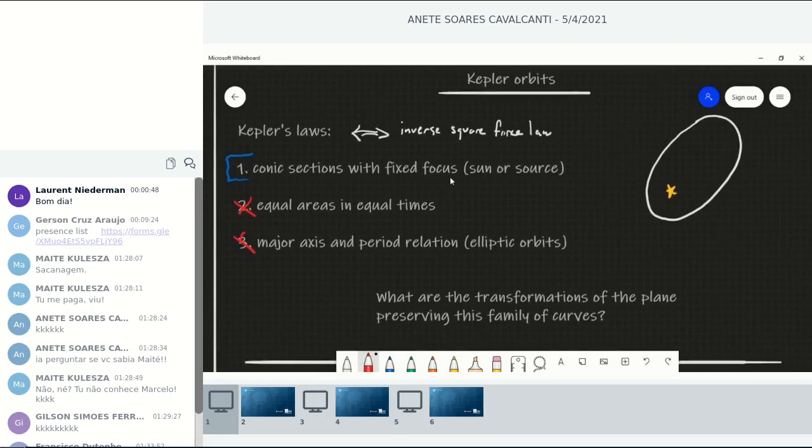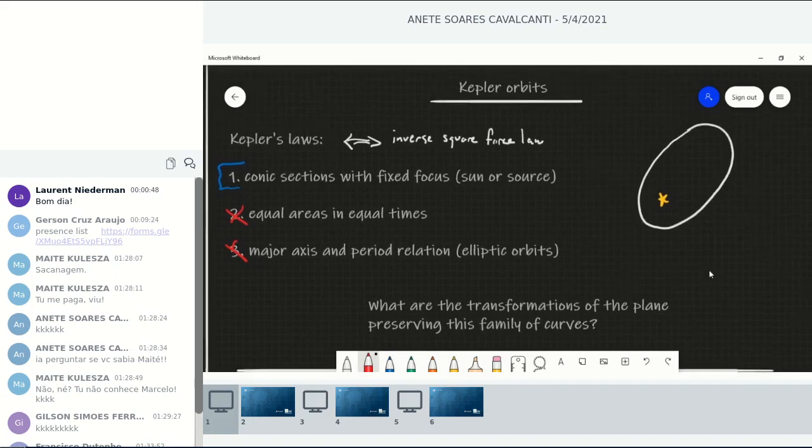And we're just considering in the plane the set of all conic sections having fixed focus at this sun or source, we can call it. This is what I mean by Kepler orbits, the unparametrized trajectories. And the question we ask is, what are transformations of the plane that preserve this family of curves?